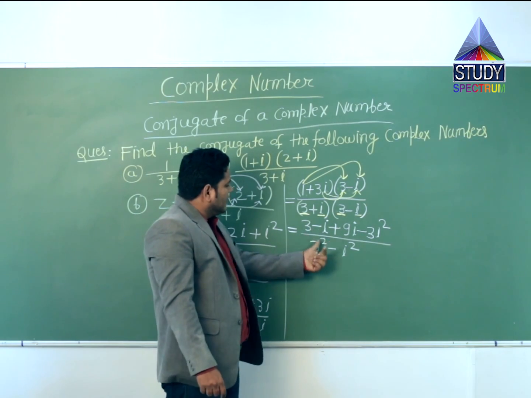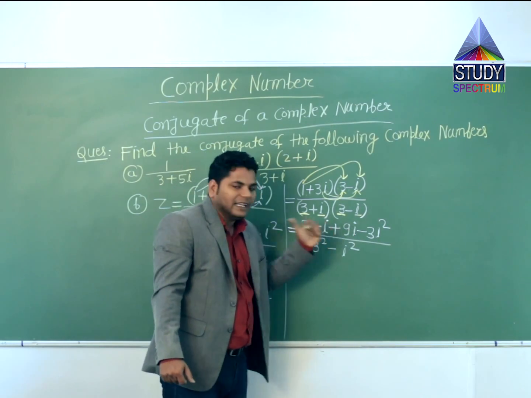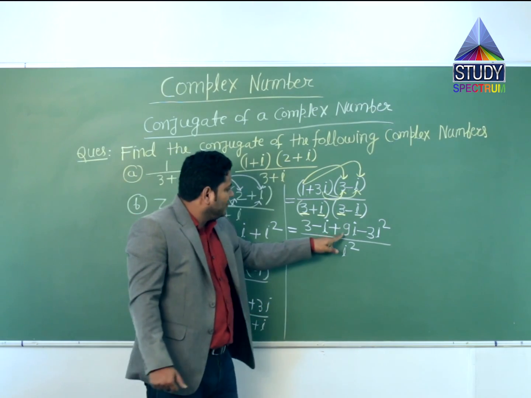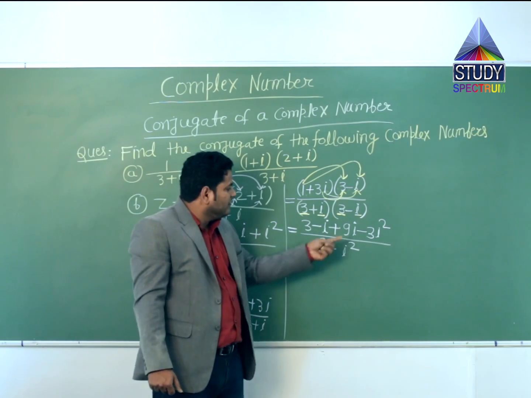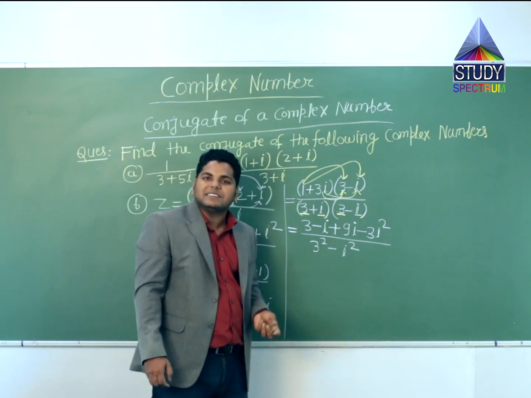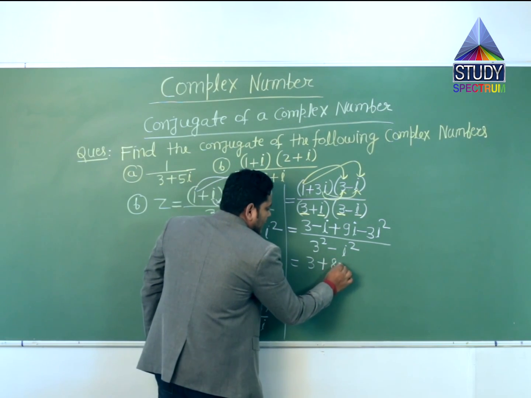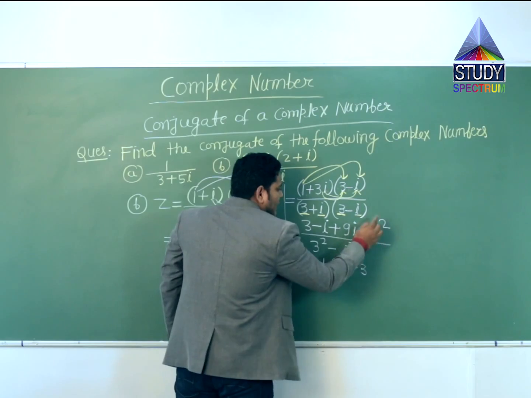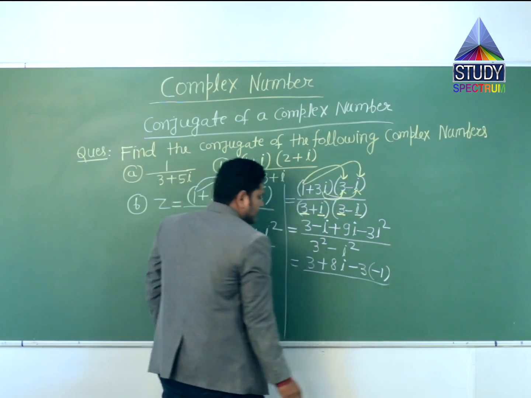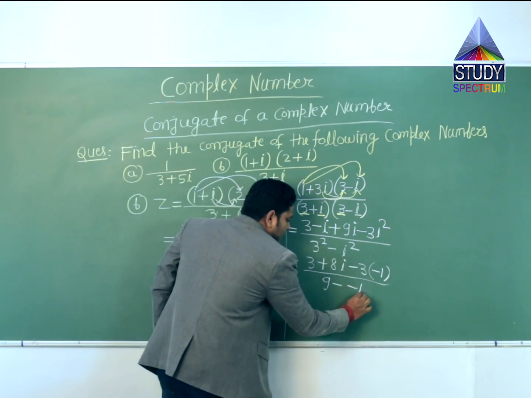So here we will add or subtract i term with i term. So here minus i plus 9i. Here both have opposite signs, so we will subtract. 9 minus 1 is 8, but the larger number has a positive sign, so we will write plus 8i. So 3 plus 8i, minus 3 and i square is minus 1, upon 3 square is 9 minus i square is minus 1.